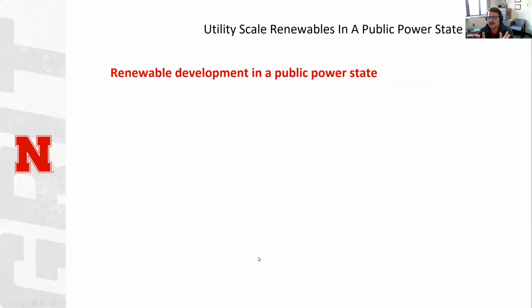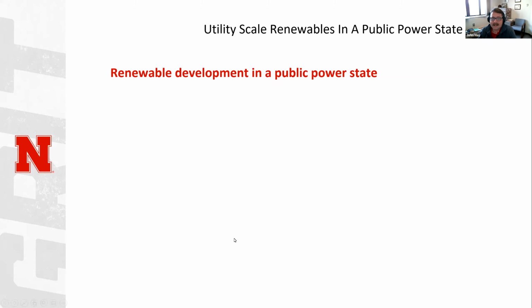Okay, so the real question is, if we have a public power state, how do we develop renewables in that public power state? The reason this is important is that public utilities don't pay taxes as taxes. They do have some in lieu of tax payments, but they do not pay taxes. And so if the subsidy at the federal level is a tax credit, they can't access that tax credit. So how do we allow for those low-cost renewables that get the tax credit in a public power state?